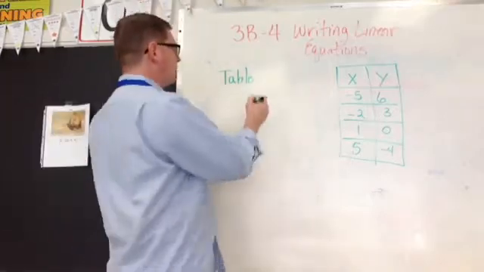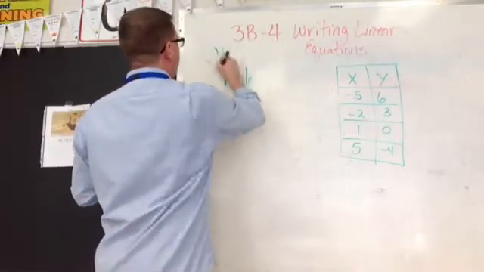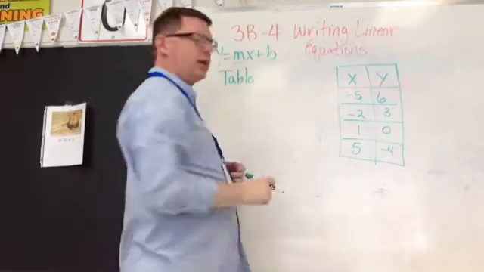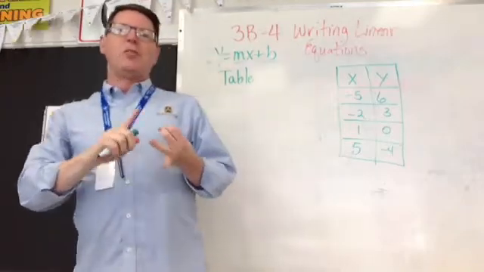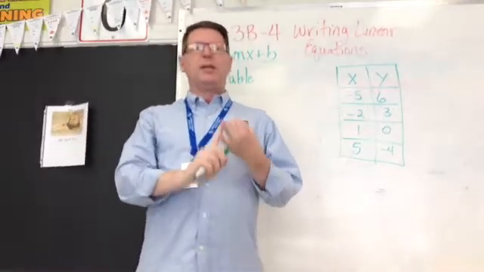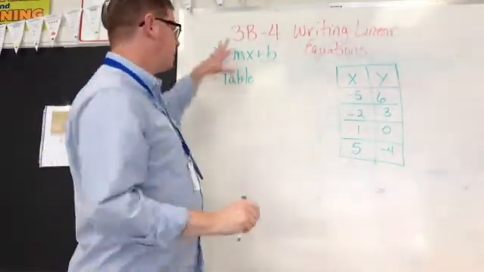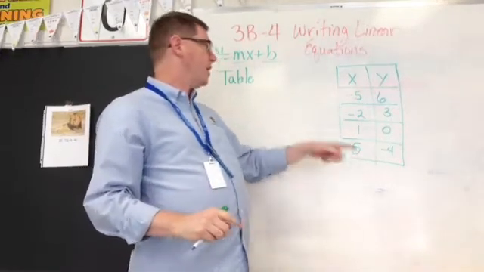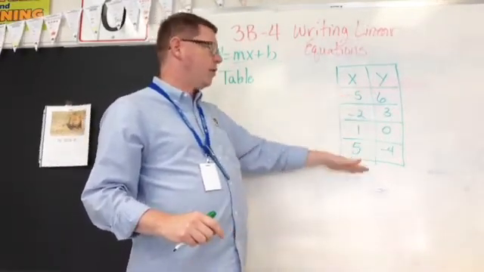We know we need to have the equation in y equals mx plus b form. So we're really looking for the slope and the y-intercept before we can write the equation. So we've got to find the slope and the y-intercept. Okay? So we're going to start with the table. Got my table here. If you'll take a second to copy your table down, my x's and my y's.